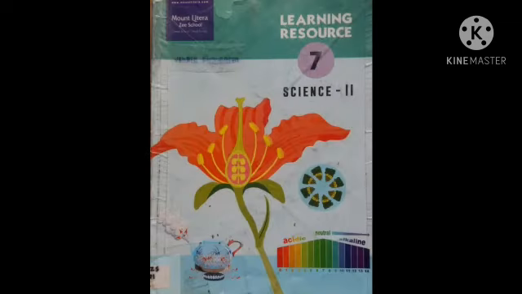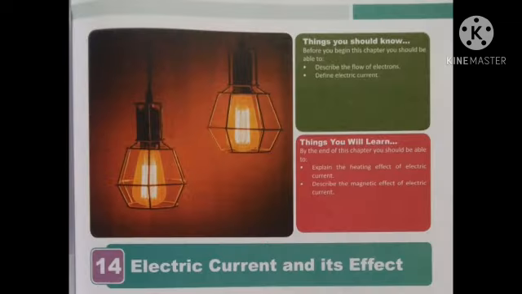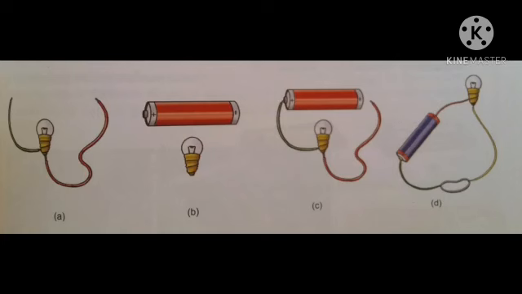Welcome, children, to the new chapter, that is electric current and its effects. Before starting the chapter, look at these pictures. If you see picture A, the source that produces an electric current is missing, that is known as a cell. In picture B, there is no wire for electric current to flow through. In picture C, the path is broken or incomplete.